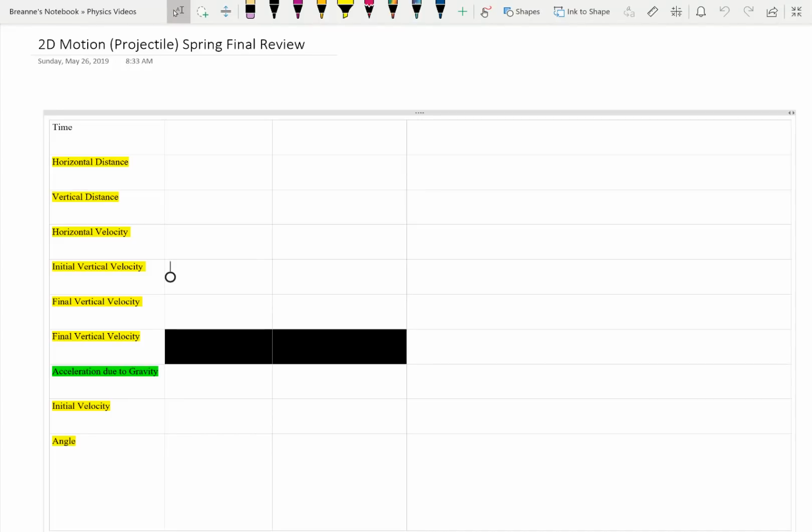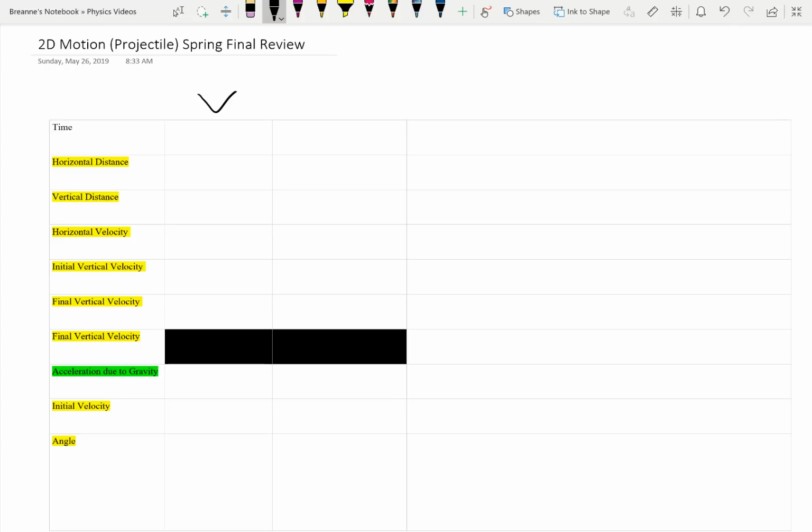This is going over 2D motion in general, so projectiles in the horizontal and projectiles at an angle. Again, this is video 3, so if you've missed torque and momentum, please go back and watch those. In the torque video, I go over what to expect about the final as a whole. Let's get started.